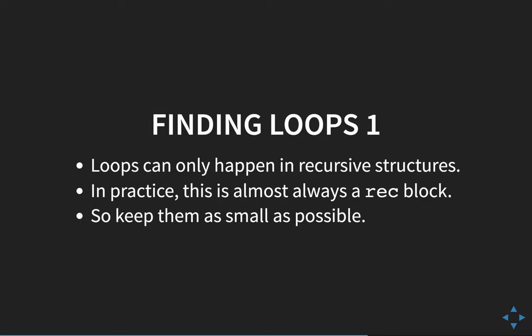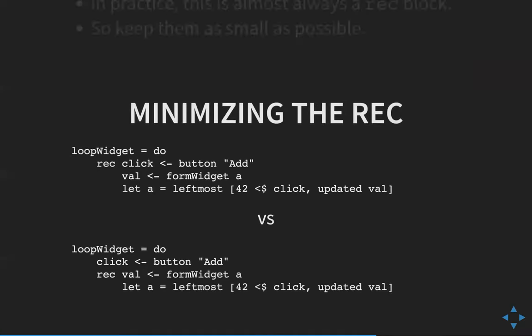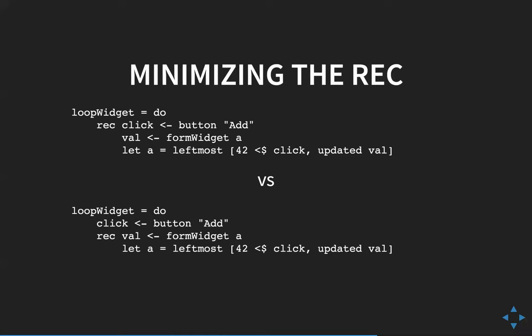That's a really big clue. You can only have these event loops in rec blocks or MDOs. So keep your recs as small as possible. How can we do that? If we look at this example, that was the one we just saw, the rec actually has nothing to do with this button add part. It's only the last two lines. So you should not write this first version of the function. You should write the second one because that keeps the rec to the smallest possible part of your code.